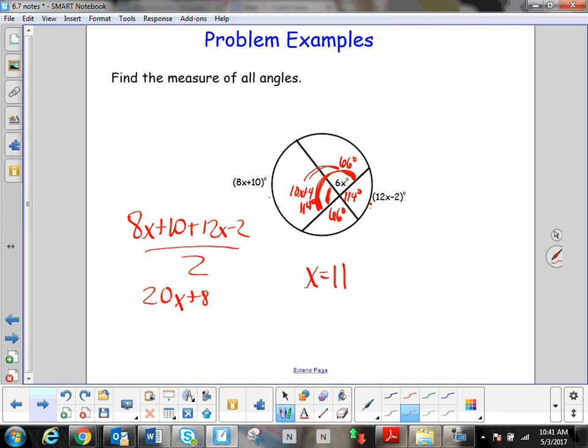See how they're not drawn to scale at all? Okay? You're going to have some that are like that, where the angles do not look like the way they're supposed to, or the arcs don't look like the way they're supposed to, but you need to stick to the conjecture.